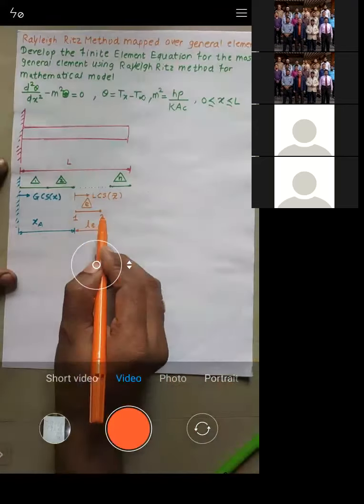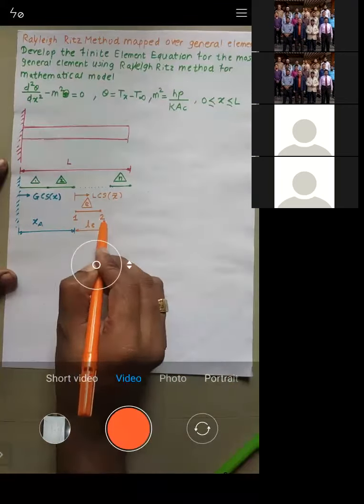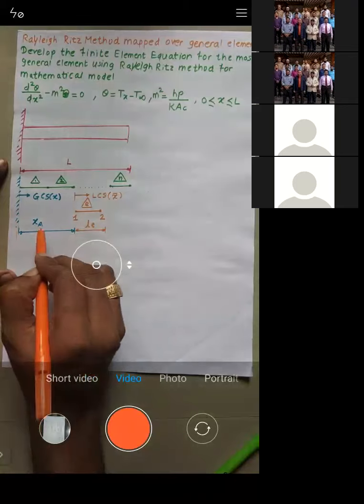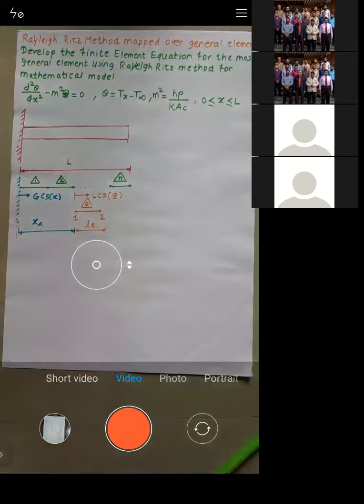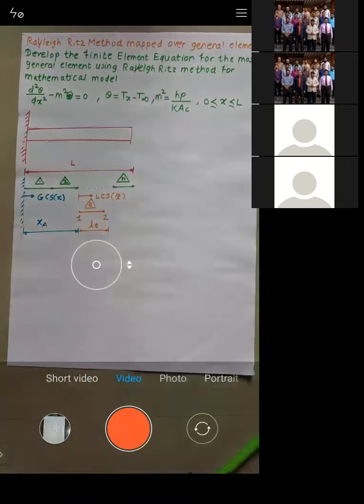So what is the location of node 2 with respect to 1? It is LE. What is the location of node 2 with respect to this fixed support? It is XA plus LE. Have you understood this one or not? Let me know.